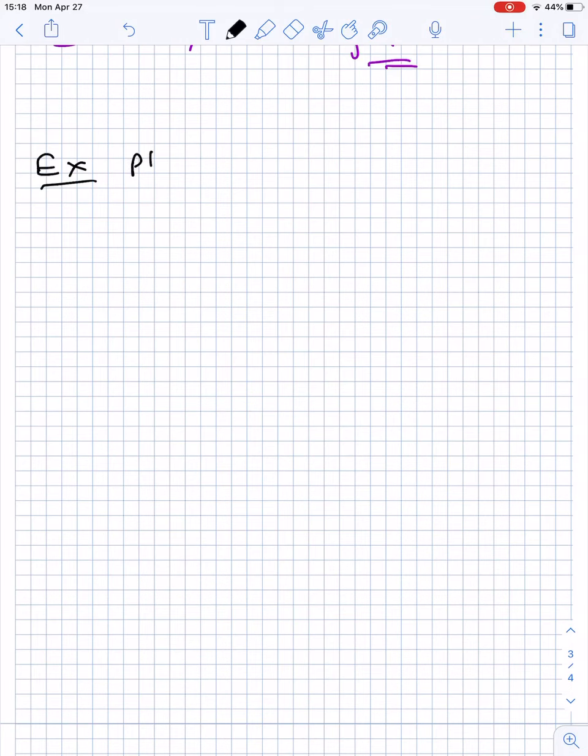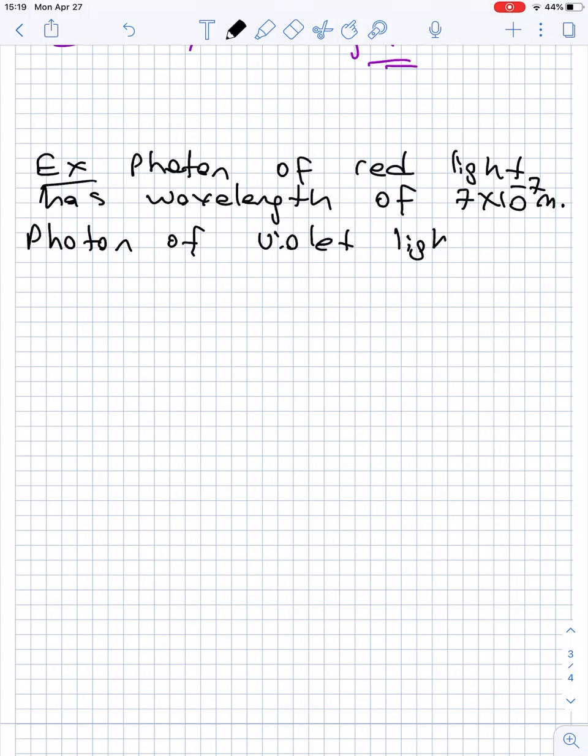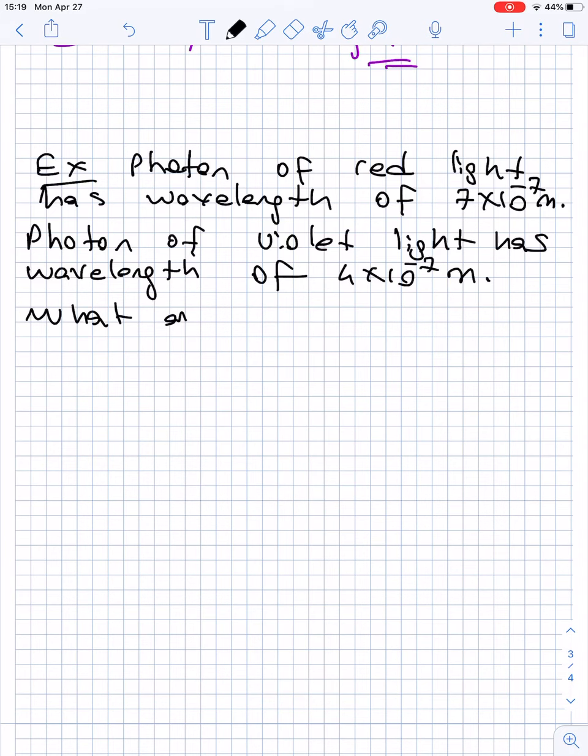Next example about photon energy. A photon of red light has a wavelength of 7 times 10 to the power minus 7 meter, and another photon of violet light has a wavelength of 4 times 10 to the power minus 7 meters. What are the energies of these photons?